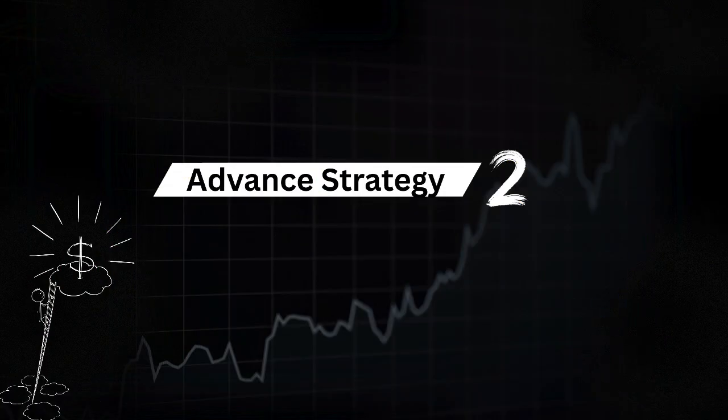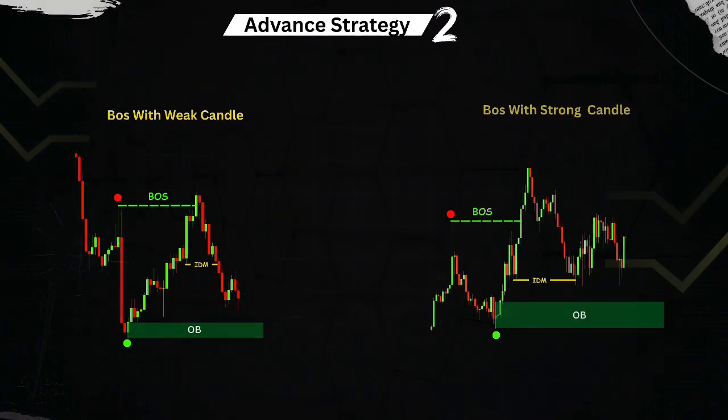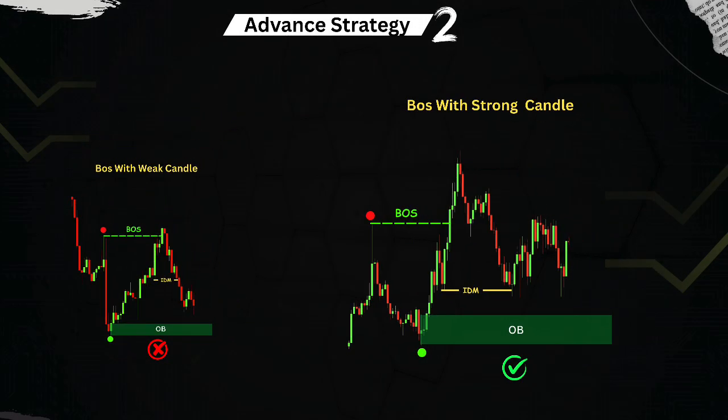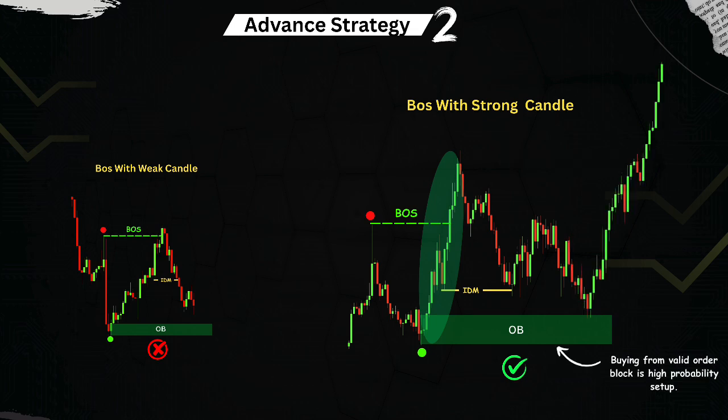Now, let's understand Advanced Strategy 2. Pause this video for a moment and try to identify which is the valid break of structure. Most traders will say both are valid, and technically, that's correct. Both can be considered a break of structure. But when we apply institutional psychology, a break of structure with a strong candle is more accurate. So, the second one will be the most accurate break of structure, because the market gave a BOS with a strong green candle. That's why buying from such an order block becomes a high probability setup.